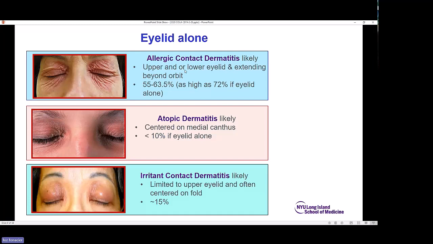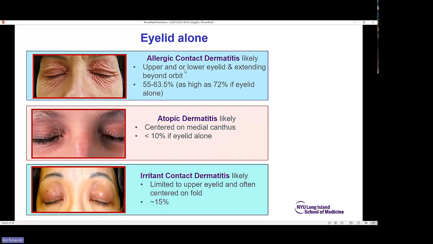We see a lot of atopic children, especially, and you can see that there are worse lesions centered on the medial canthus. I think probably it's because more of the itching and the scratching is in that area, and only less than 10% would be atopic dermatitis if it's eyelid alone, because atopic dermatitis would certainly involve other areas as well.